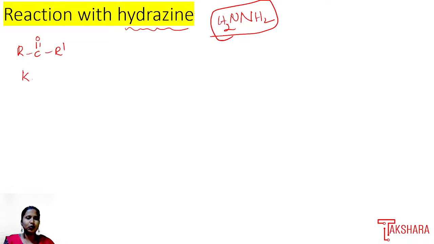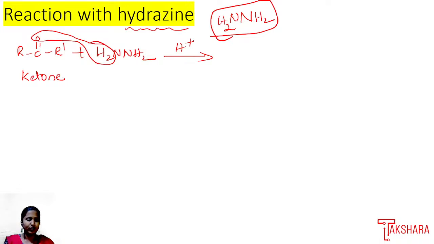So this is a ketone. Okay, so when a ketone undergoes the reaction with hydrazine, that is NH2-NH2, in the presence of acidic medium H plus, see here again a water molecule is going to be removed. After the water molecule is removed, what product do we get? R-C double bond N-NH2, and R dash remains, plus a water molecule is removed. So this product is called hydrazone.